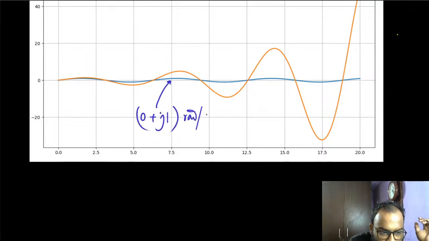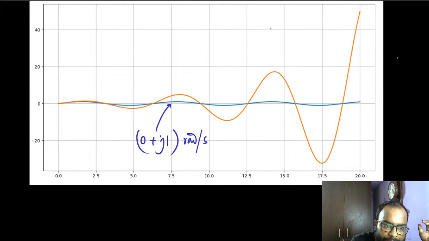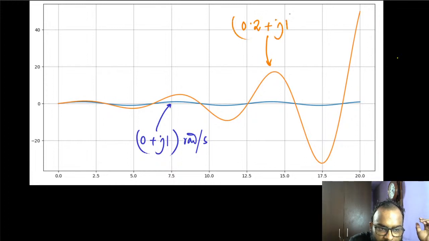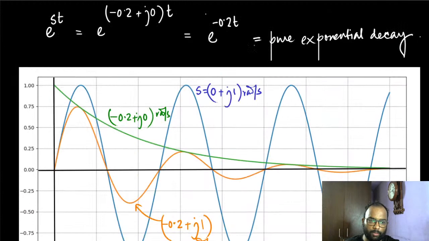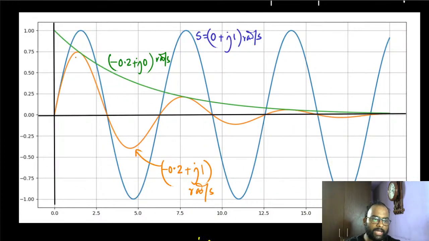So this is periodic with this period, and this signal, the orange one, is also periodic. Now its frequency is plus 0.2 plus j1 radian per second. Okay, all right, so that is something you have to remember. So exponential decay and exponential growth can both be considered. So please, I would ask you to notice something we are going to discuss later on.